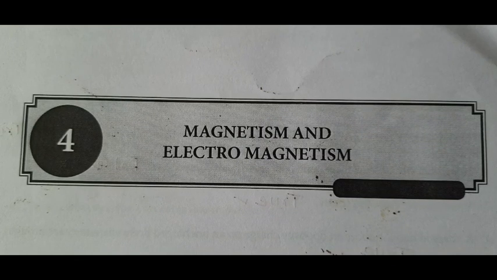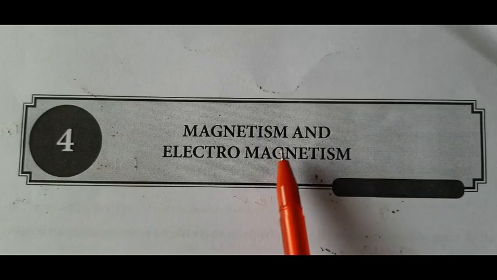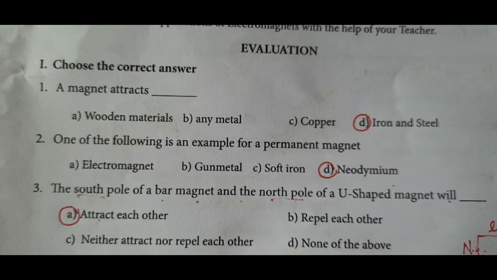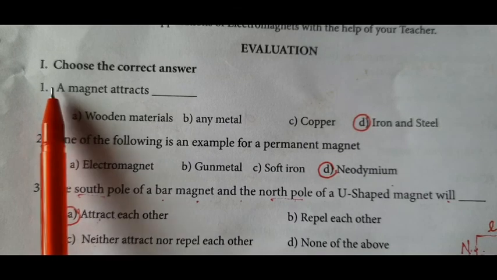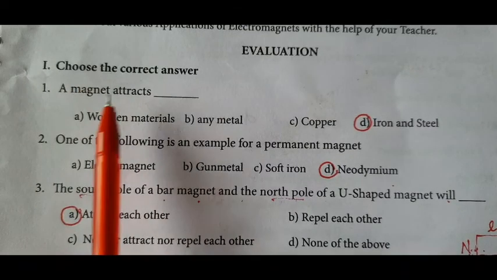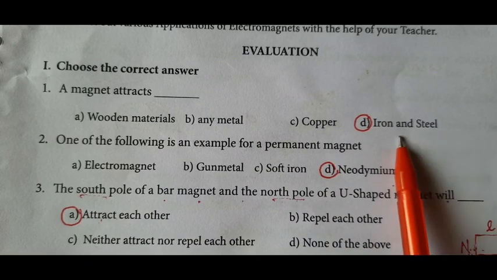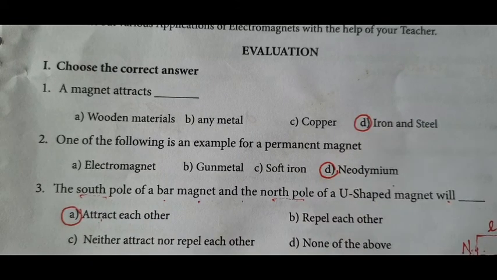10th Standard Science, Unit 4, Magnetism and Electromagnetism, Evaluation Questions and Answers. First Roman letter, choose the correct answer. A magnet attracts iron and steel. Option D is the correct answer.